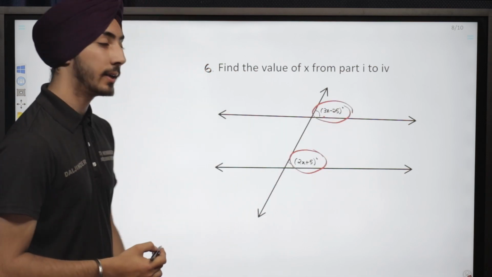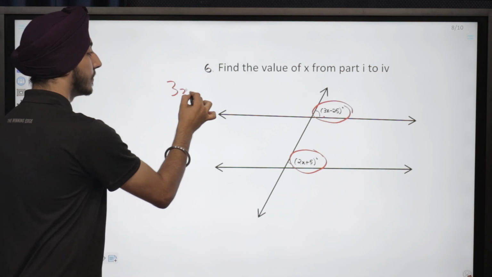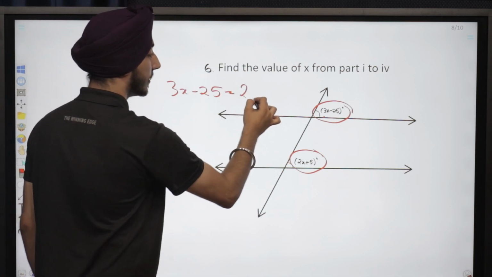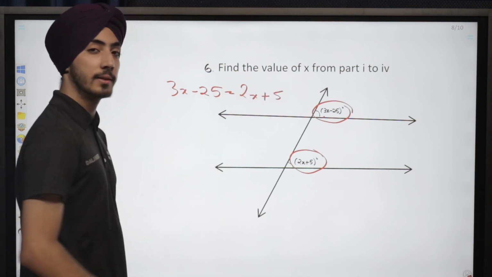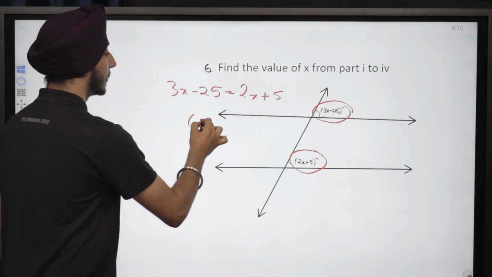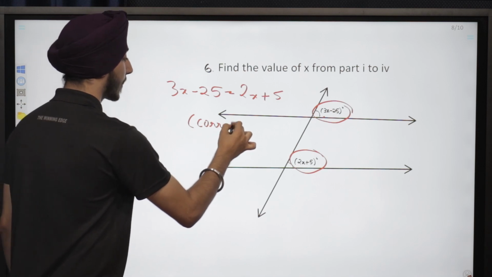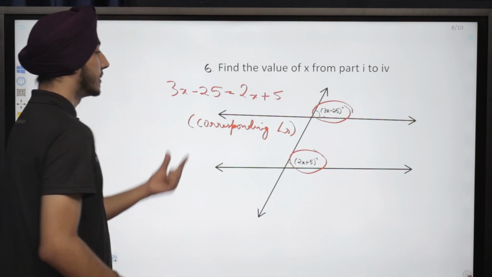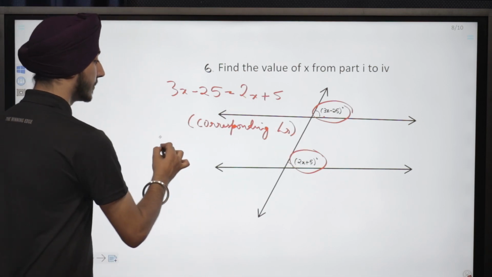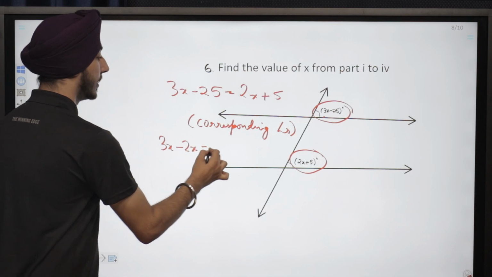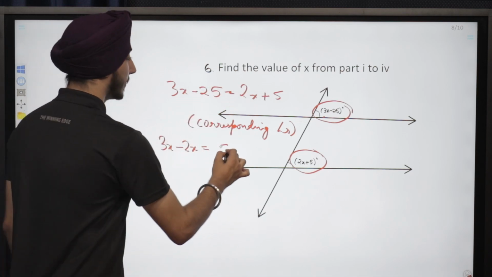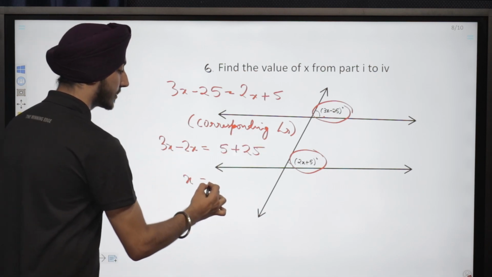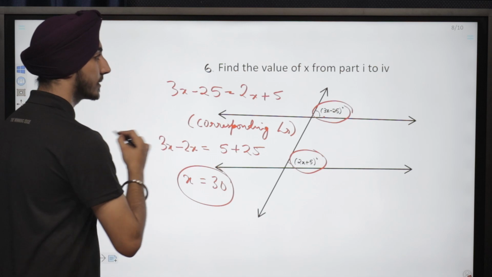So we are straight away going to write here that 3x minus 25 is equal to 2x plus 5. And what will be the reason that you will be writing? You will be writing down corresponding angles. Right. So 2x, let's bring on this side. So it will be 3x minus 2x. Let's take 25 on the other side. It will be 5 plus 25. 3x minus 2x is x. 5 plus 25 is 30. So the value of x here is 30.